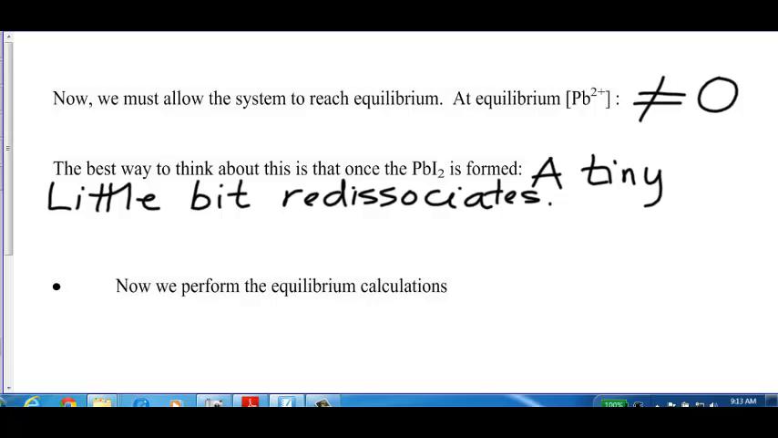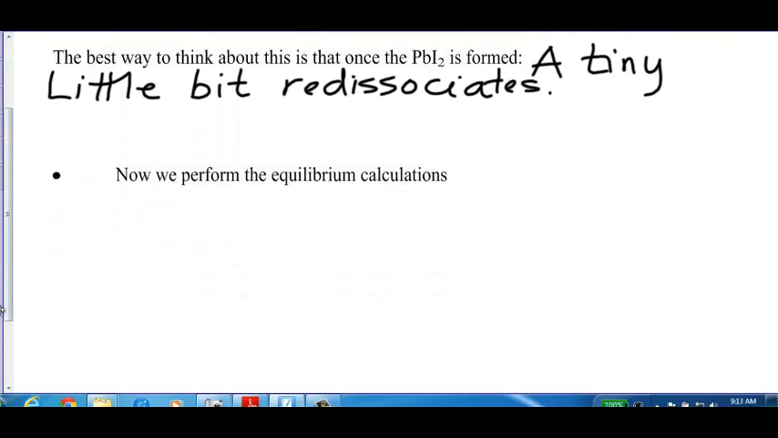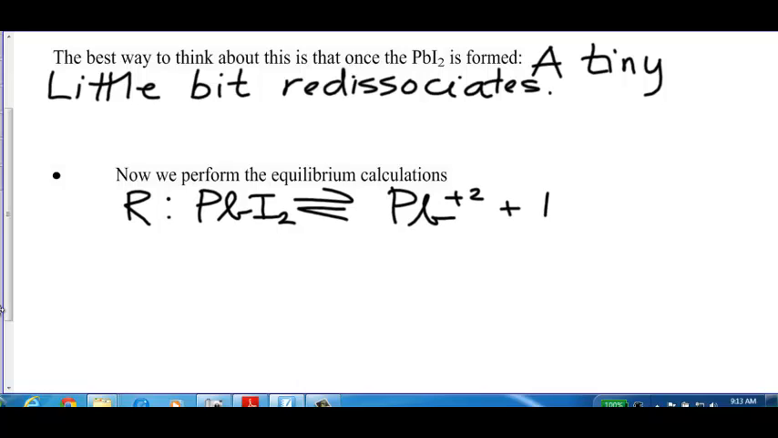Okay? And so now, if you go to the next page, now we do our rice box. Now we do the equilibrium calculations. So I want to make it perfectly clear that when you react to completion, you do the opposite of dissociation. But now that we made the solid, now we're going to do the dissociation reaction. Where, okay, we made the lead iodide, and now a tiny little bit of it is going to redissociate. So it's like you assume it goes to completion, but it really doesn't, but this is the only way to do the calculation. So we've got some of this.